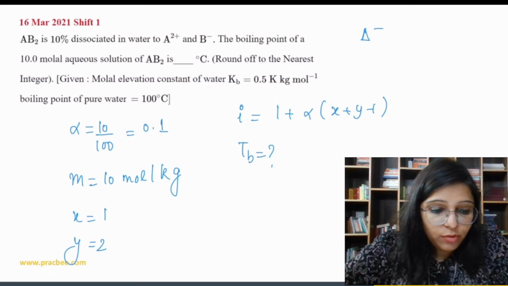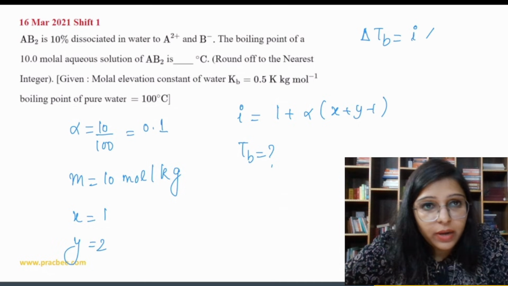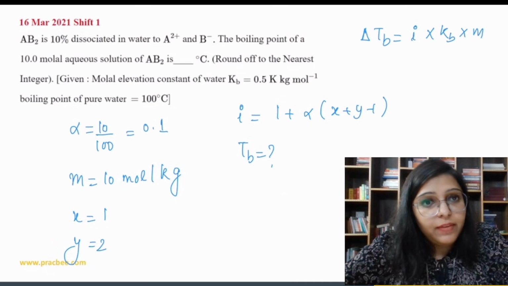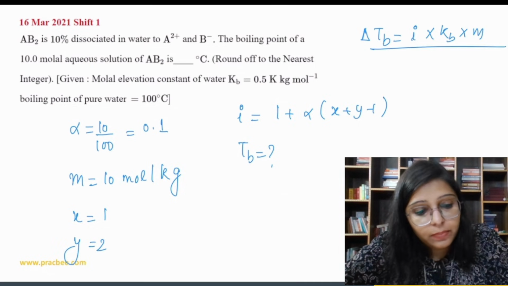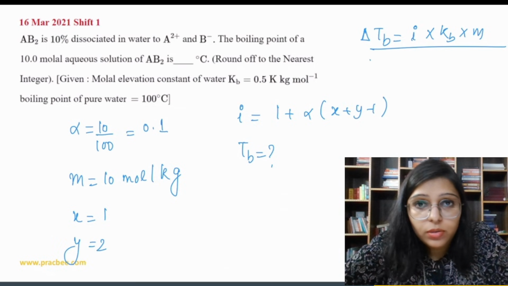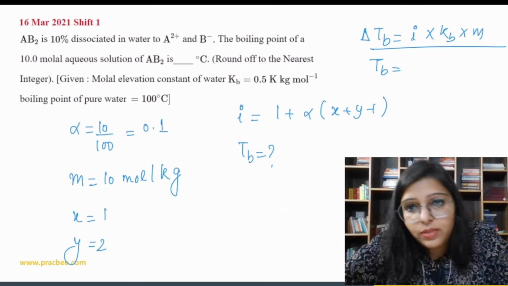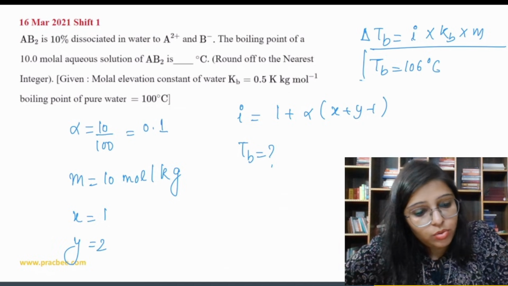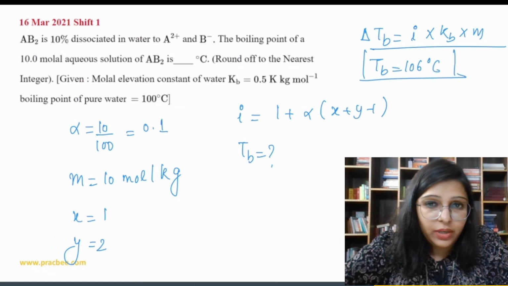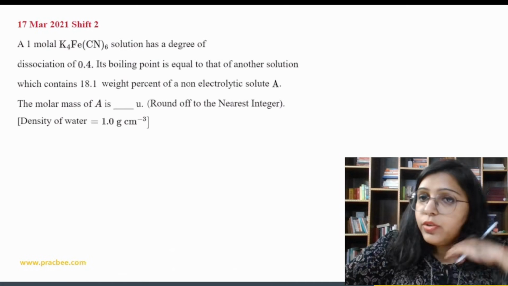Very easy. You have to use this formula: delta TB is equal to i into KB into m. And when you solve this, you get the value of TB, that is 106 degrees Celsius. So solve on your own. That's a simple question, right? Okay, that's it. Now let's do this question.